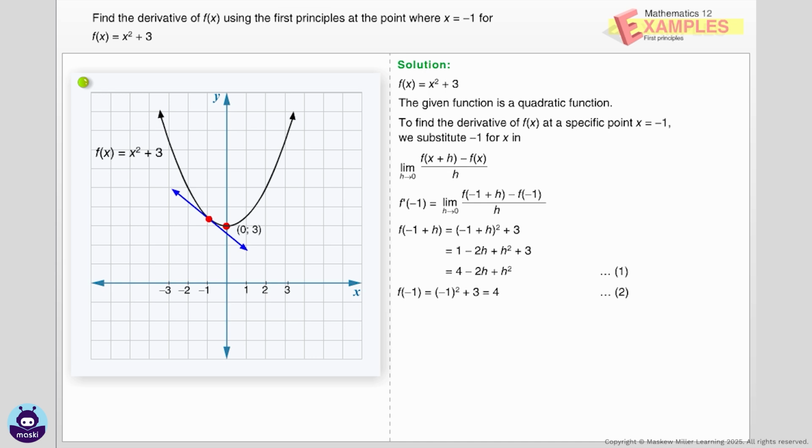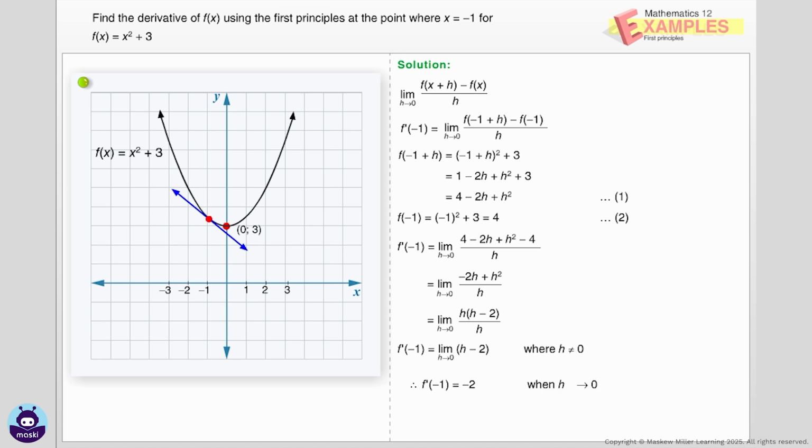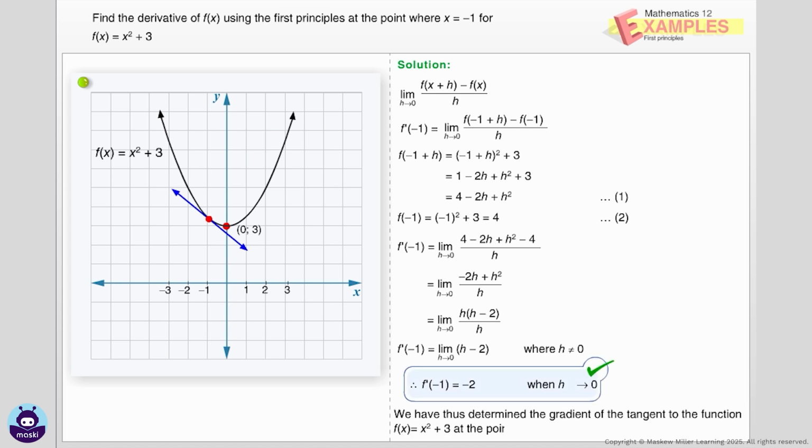Substituting the values obtained from 1 and 2 in the above expression, we get the limit of -2h plus h squared over h as h tends to 0. Dividing the numerator and the denominator by h, provided h does not equal 0, we get f dashed -1 equals the limit of h minus 2 as h tends to 0. Therefore, f dashed -1 equals -2. We have thus determined the gradient of the tangent to the function f of x equals x squared plus 3 at the point -1, f of -1.